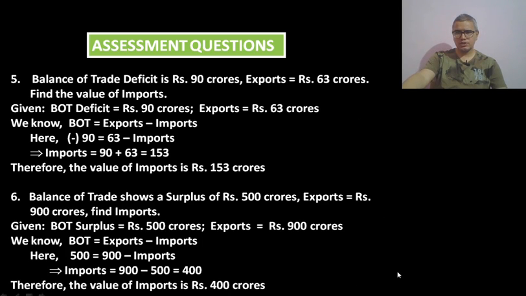In both these questions, we see that balance of trade is given and the value of exports is given, and we are asked to find imports. We need to keep in mind, whenever the trade deficit is given, you have to replace it with a negative sign, and whenever surplus is given, you just have to mention the value. Hope you have understood all the six calculations. You just have to remember two things. One is, whenever the deficit is given, you have to write negative, and you have to remember the formula.